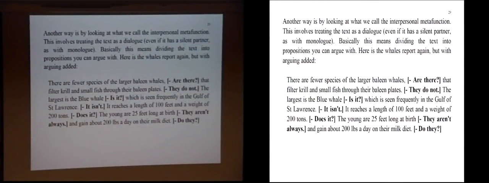The interpersonal metafunction is all about communication as interaction and dialogue. So you can break these things down by dividing the text into propositions you can argue with, right? So if we have the same text, and we say, there are a few species of the larger baleen whales, this is a statement. And then you can ask, well, are there? You can question that statement. That filter krill and small fish through their plates. You can argue with that. That's another statement. You could say, no, they don't, right? So it's a chunk of the interaction that you can identify.